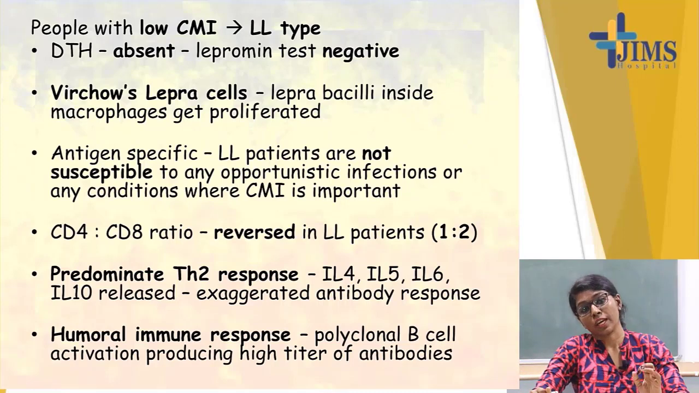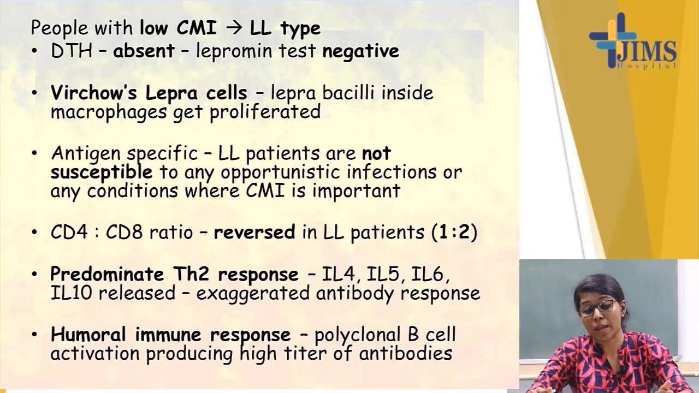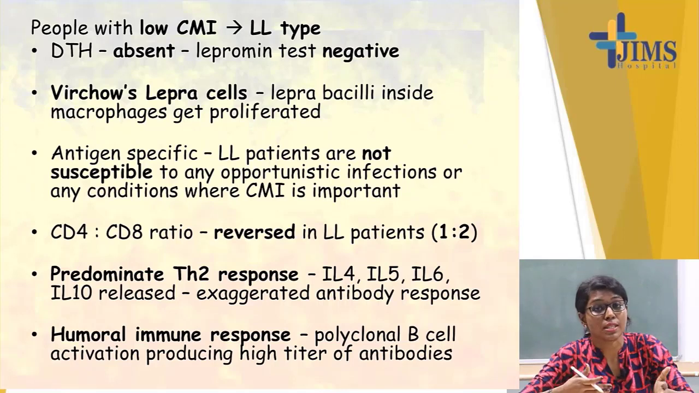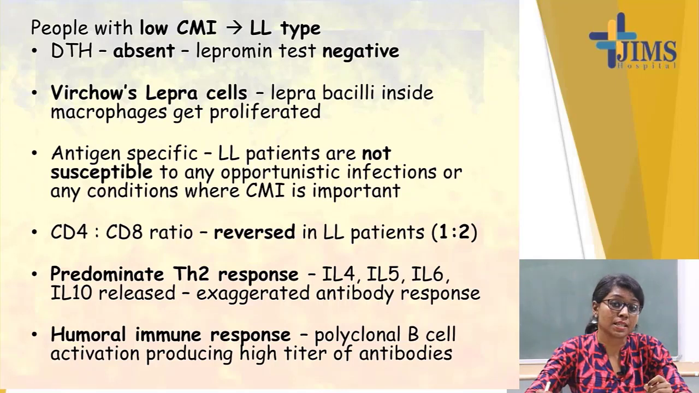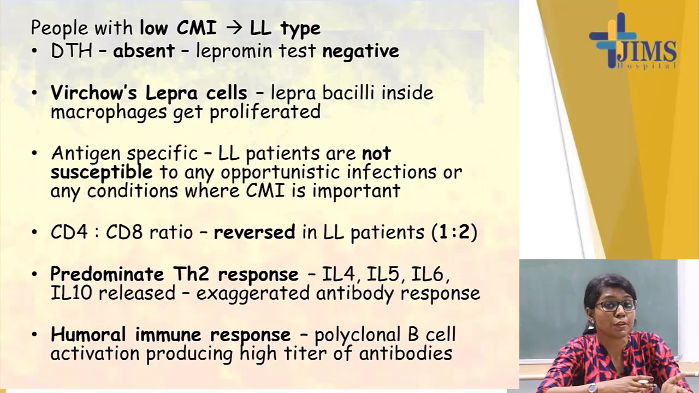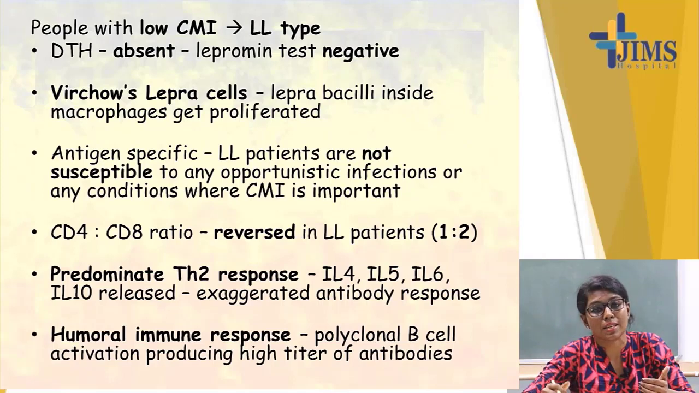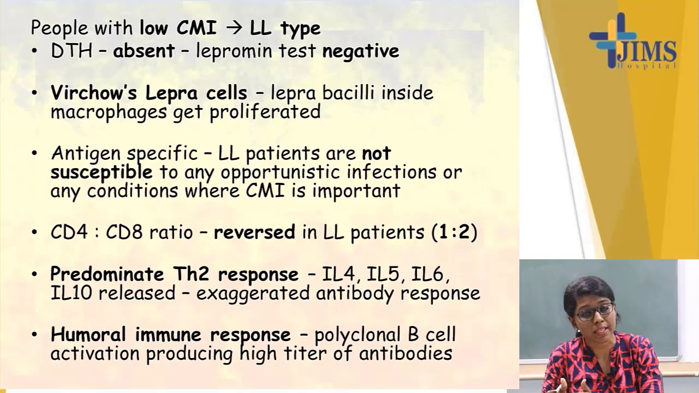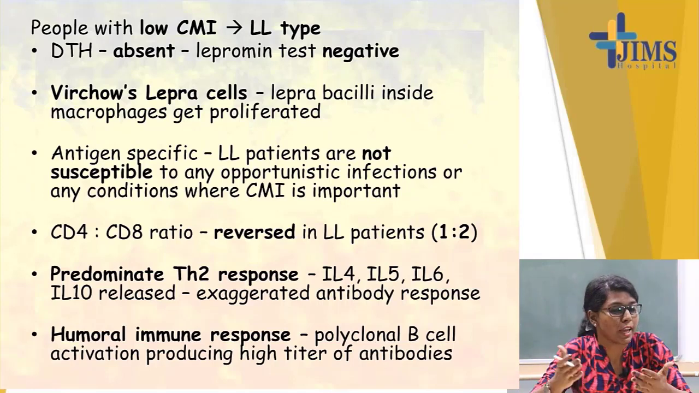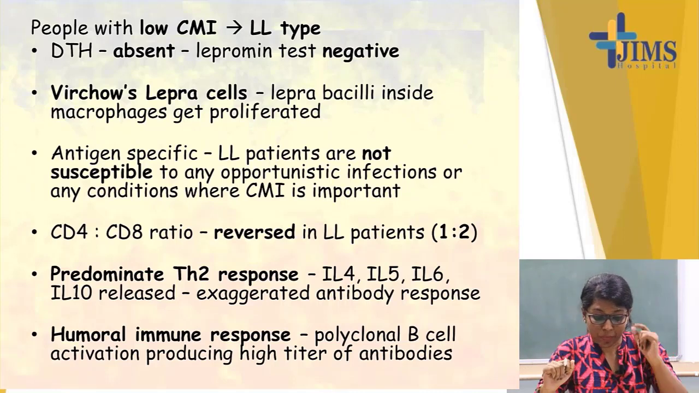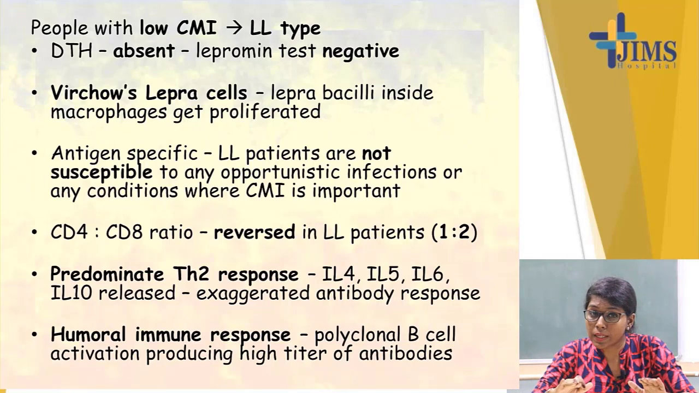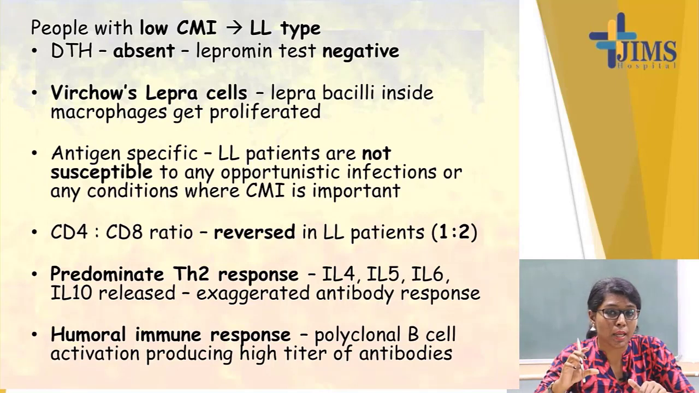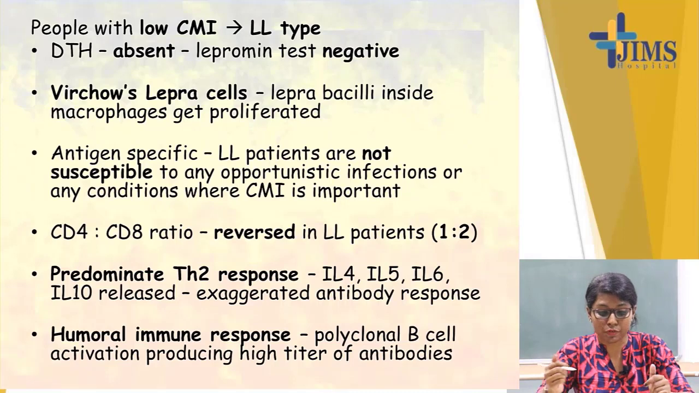What happens in that case? In such patients you will find delayed type hypersensitivity being absent. Since this is absent, obviously the lepromin test, since I told you in the very beginning cell-mediated immunity has a very important role in the lepromin test, will be negative. So DTH absent, lepromin test negative. Why? Because CMI is not having any role here. We are talking about LL. Remember Virchow's lepra cell, the lipid-laden macrophage within which we have the leprabacilli, the cigar-like bundles? Virchow's lepra cells will be abundant in this case.